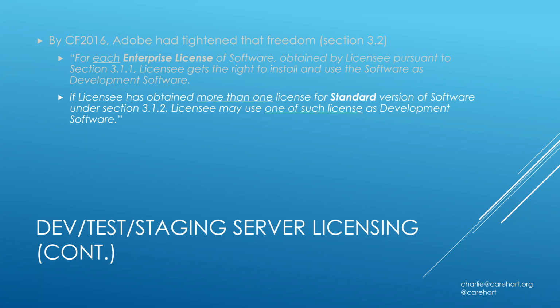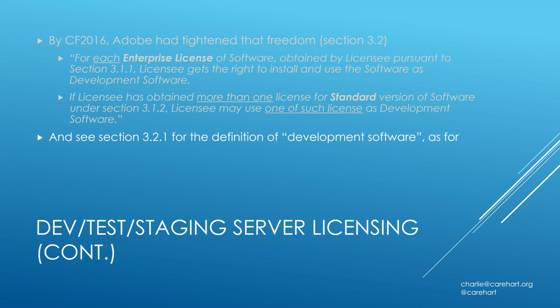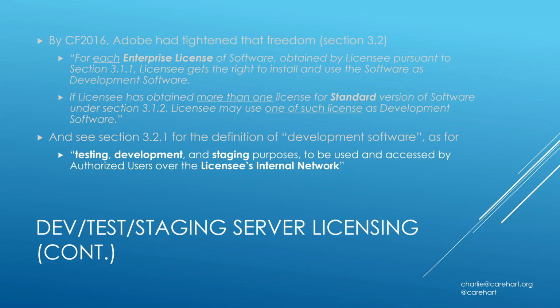Again, if you bought 2 licenses for one 4-core machine, they're saying if you do that, then you can count one of those licenses to use against a development machine or staging machine. So it's pretty cool stuff. It's not terrible, but it's not as good as it used to be. And see this section for what they mean by development software regarding testing, development, and staging purposes to be used and accessed by authorized users over the licensee's internal network.